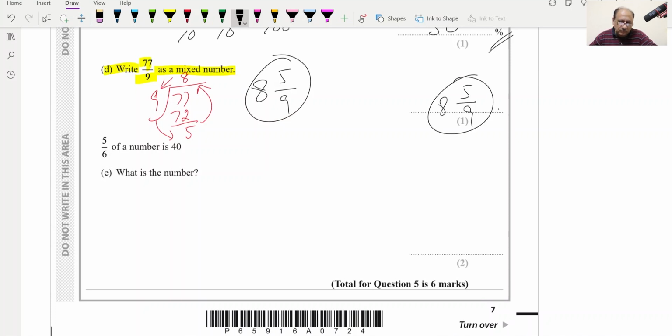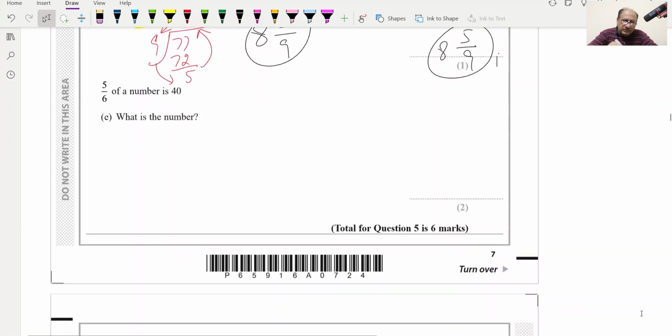This is the answer. Now 5 by 6 of a number is 40. Write down the number. Now 5 by 6 of a number. So if we suppose number is x, then 5 by 6 of x is equal to 40.